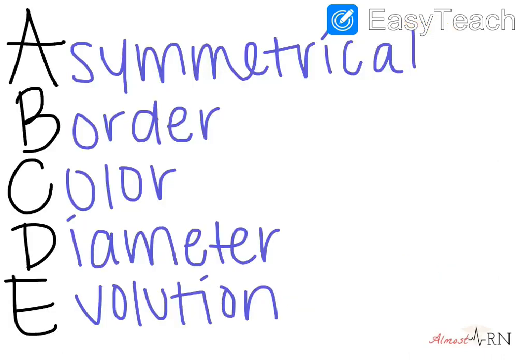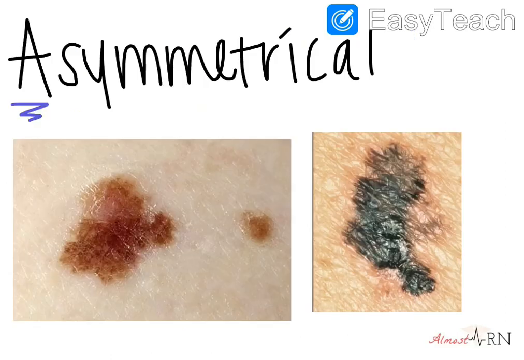To remember how to assess a mole, we use our A, B, C, D, and E acronym. A stands for asymmetrical, B stands for border, C stands for color, D for diameter, and E for evolution.